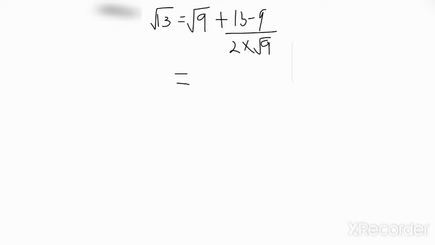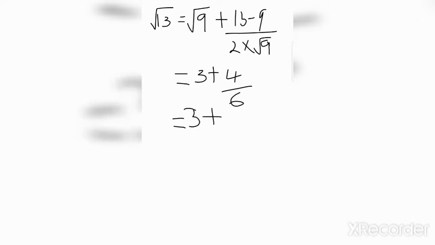So let's continue. Root 9 is 3, plus 13 minus 9, that's 4, over 2 times root 9. Root 9 is 3, so 3 times 2, that's 6. So 3 plus 4 divided by 6 is 0.666. But basically, we don't focus on that. We just leave our answer to one decimal place. So when using this method, you leave your answer to one decimal place.